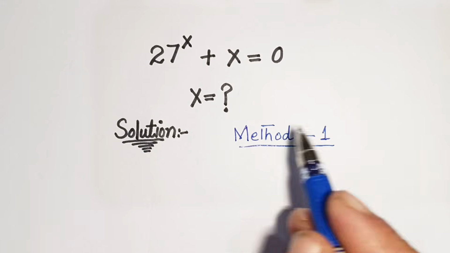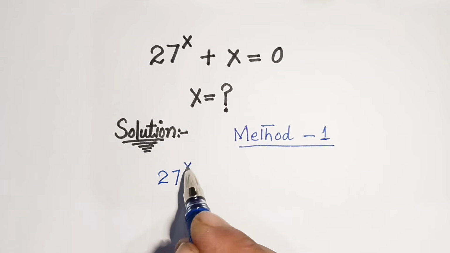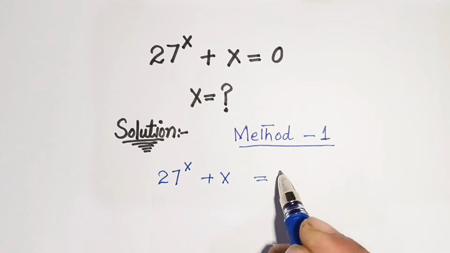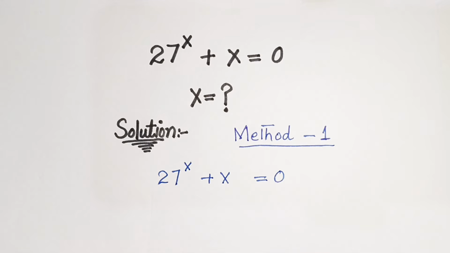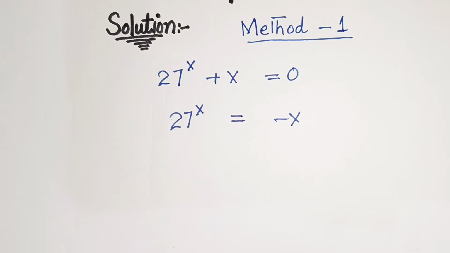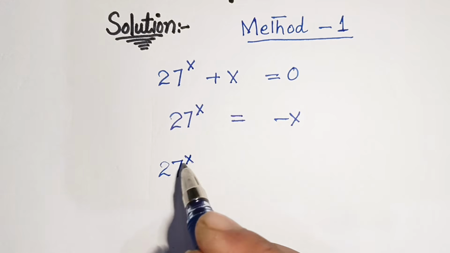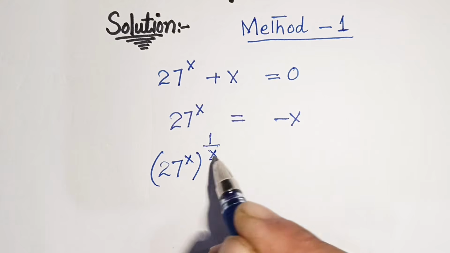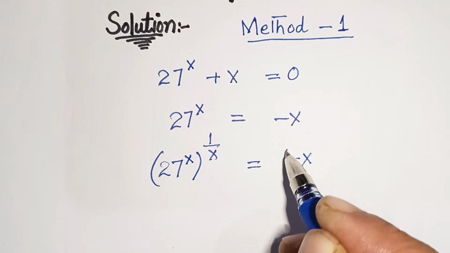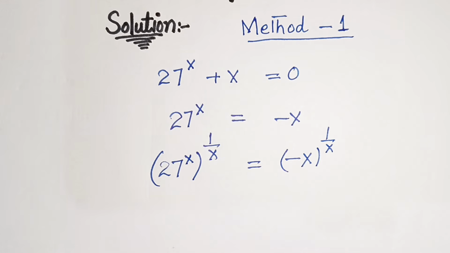So according to this method, we are going to write our problem 27 to the power x plus x is equal to 0. Now if we just shift this plus x to our right hand side, we have 27 to the power x is equal to minus x. Now take power 1 over x on both hand sides. So we have 27 to the power x whole to the power 1 over x. Similarly on our right hand side it will be minus x to the power 1 over x.